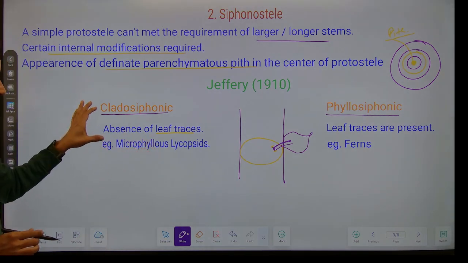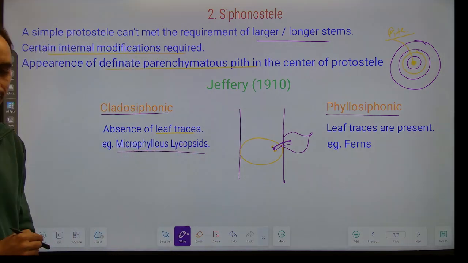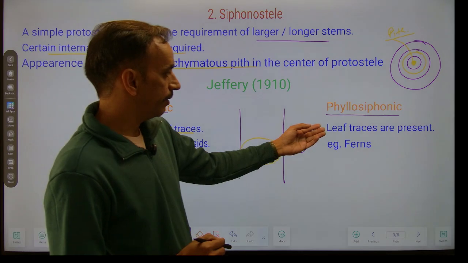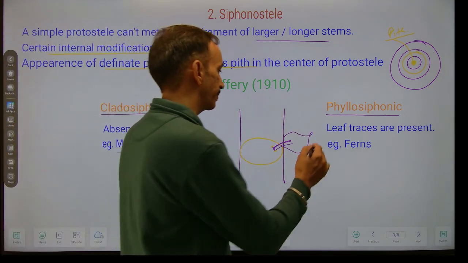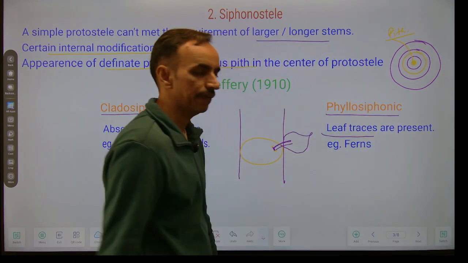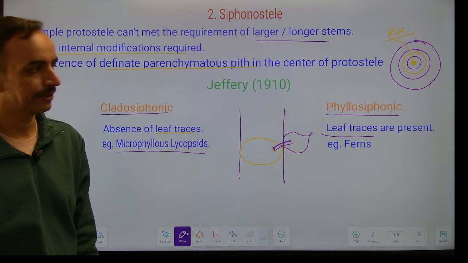Simply, if there is an absence of these leaf gaps, then these are called as the cladosiphonic, found in case of microphyllous lycopsids like Selaginella. Other variant is the phloiosiphonic. Simply, if there is a presence of the leaf gaps, they are called as the phloiosiphonic, found in case of some advanced pteridophytes like ferns.